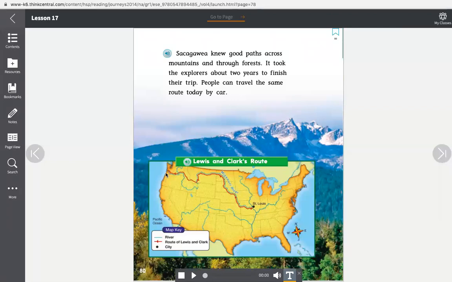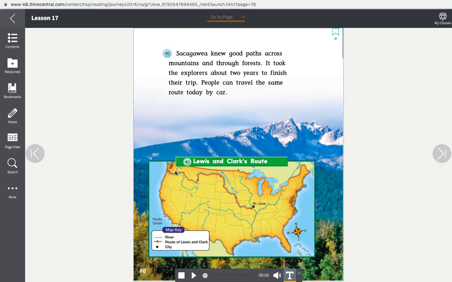So Lewis and Clark's route is this red line that you can see on the map. The map key is down here, the little rectangle, and it says map key. The blue line is the river. So any blue lines that you see through the United States of America are a river. The red line, which you can see up at the top, and it goes all the way down to here, is the route of Lewis and Clark. And then the little black dot is the city. So Lewis and Clark traveled along the red line.